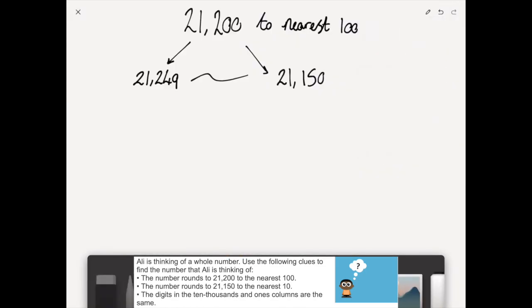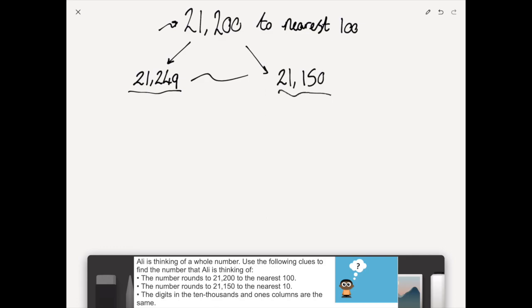Okay, so I just thought I'd started on this question and I've had a look and I think it might be worth me explaining my working out to you as well. So I'd made a start already. At the top here, I've got the number originally given to me in the question to the nearest 100. So what I've done is written underneath the two possibilities that it could be. It could either be 21,249 at its maximum and 21,150 at its minimum. Any more than this and it will round up to 21,300, any less and it will round down to 21,100. So it has to be between those two.